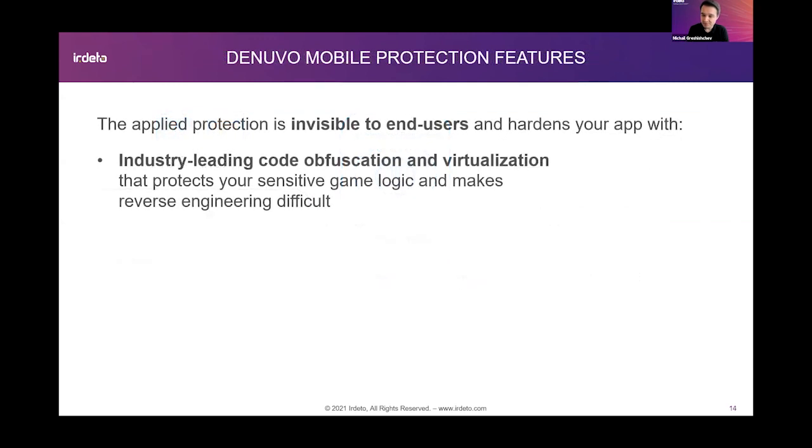And the type of protections we apply always remain invisible to the end users because the goal is to preserve the experience you intended them to have. And the type of protection we apply is obfuscation and virtualization, which protects your sensitive game logic or security-critical operations, like the DRM that the iOS platform or Google platforms might provide, or if you have any aspects of the game responsible for managing credentials or otherwise dealing with secure data.